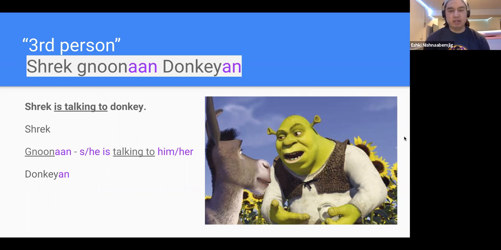So even in English names, we'll usually put that an at the end. So if I were to say Shrek is talking to Clarice, Shrek ganunan Clarice-an. So I just add that. I'm putting that marker at the end of her name to show that she's the one being talked to.